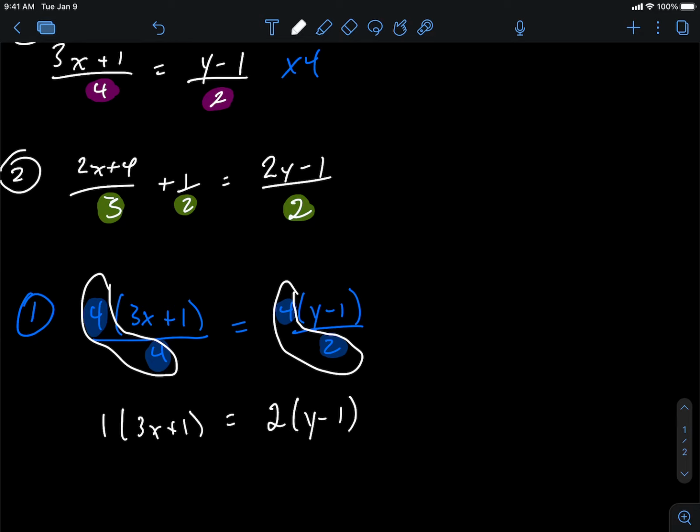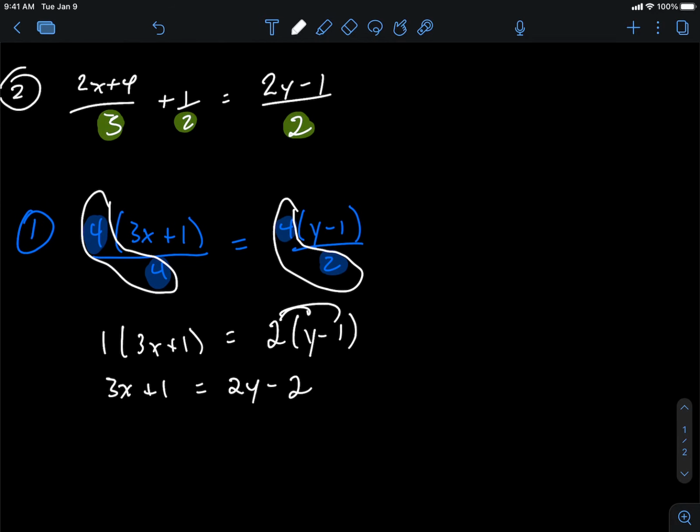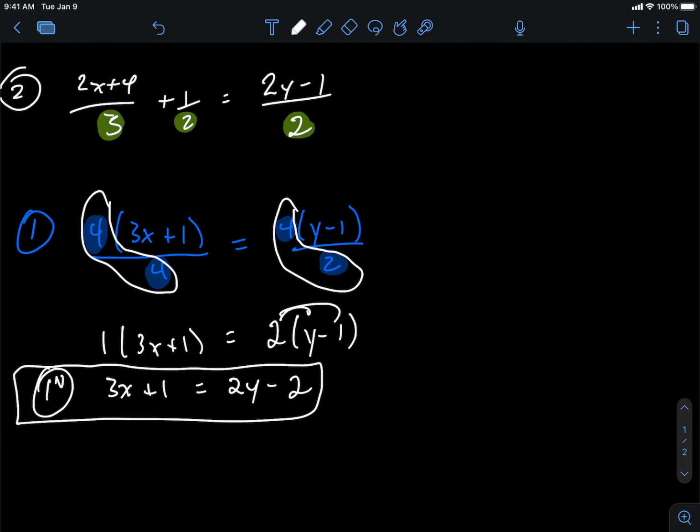And so you're going to get 3x plus 1 is equal to 2y minus 2, because I took the 2 and I distributed it into both of the things in the bracket. You okay with that? So this is now like the new number 1. We'll call it 1n, right? The new number 1. You can put a box around that. Okay, you just do the same thing with number 2.